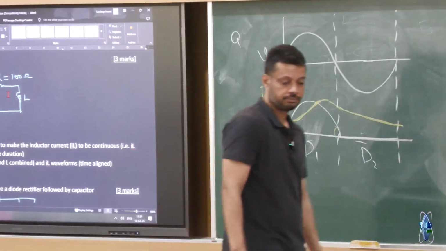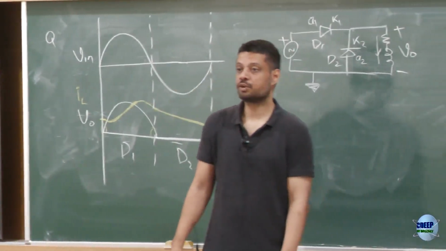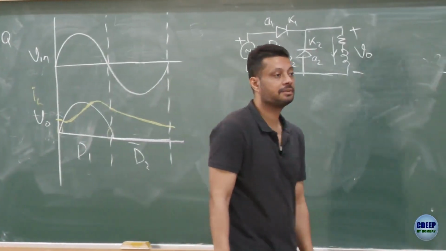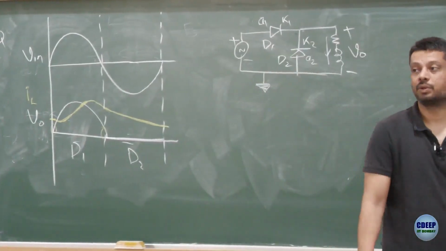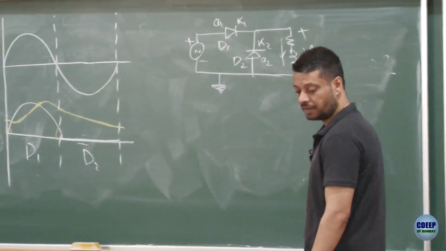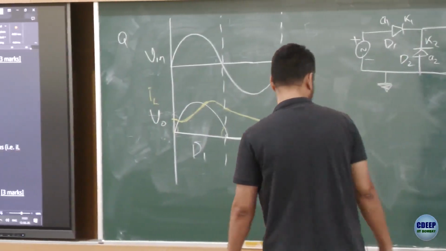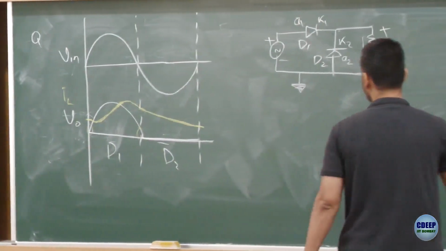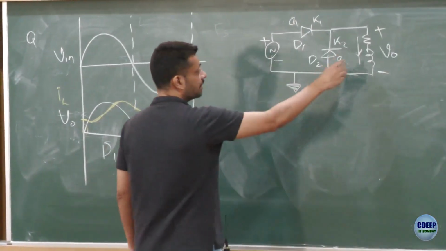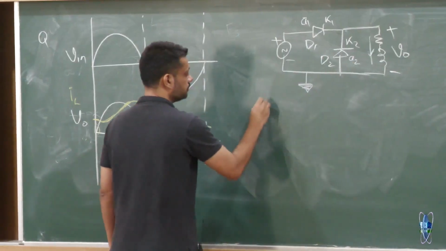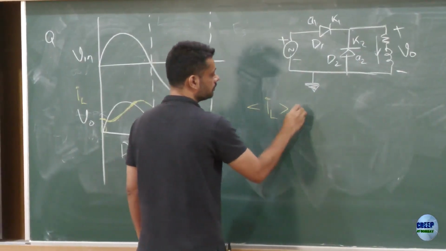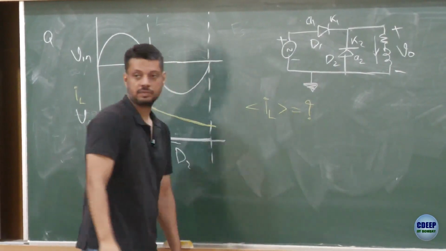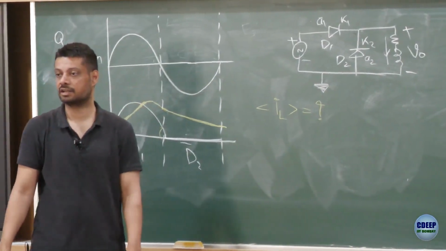Okay. A part is okay. Any doubt in part A? Question number, now part B, find the average value of inductor current. Right? How will you find the average value of inductor current?